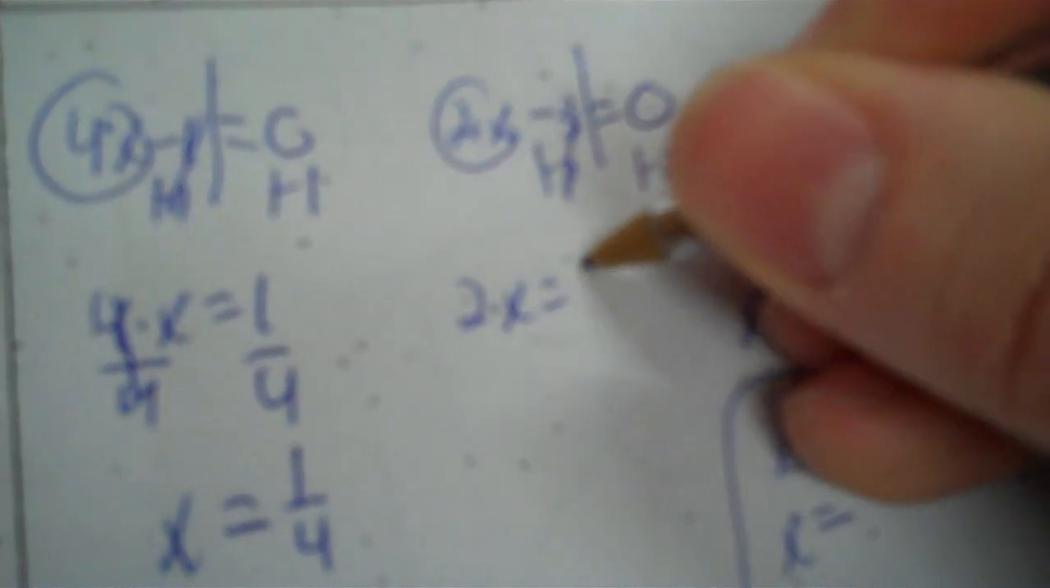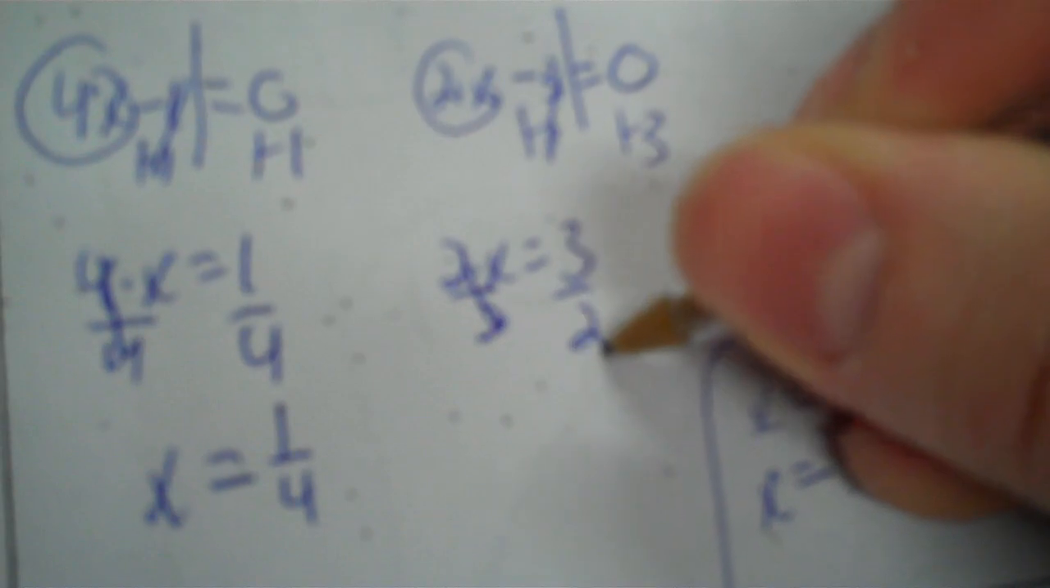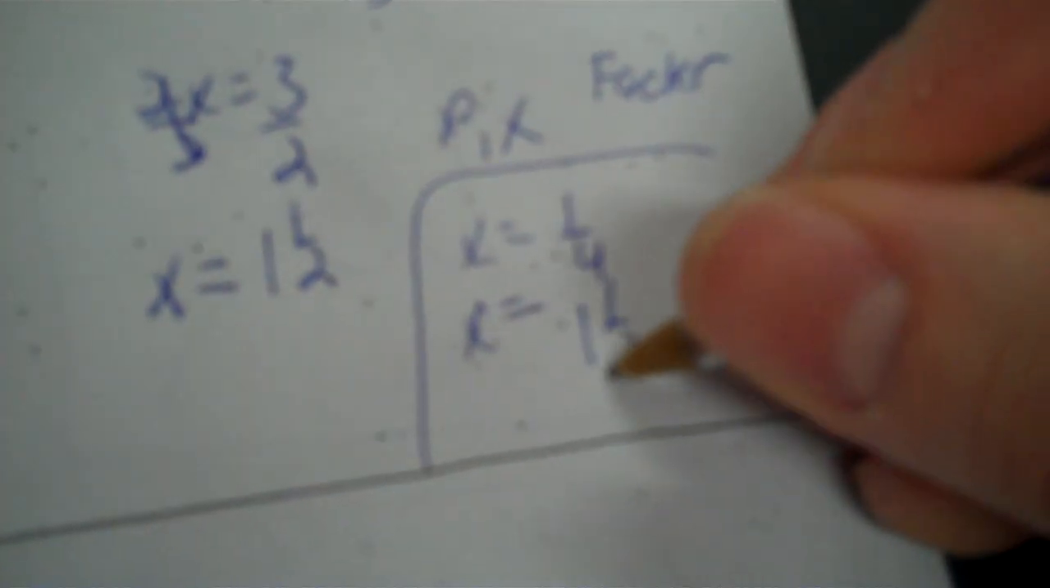Plus 3, 2 times x equals 3. Divide by 2, divide by 2. 3 divided by 2 is a decimal. If you second PRB, it'll be 3/2. You could also write 1.5 if you like that better.